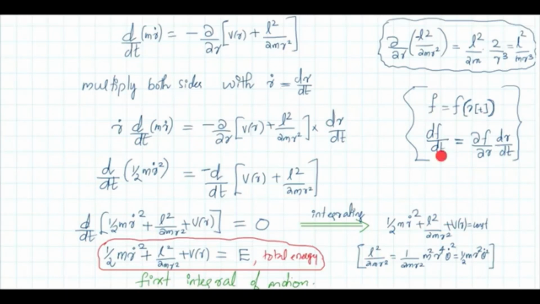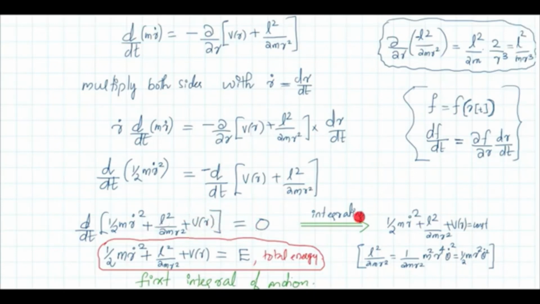Then what is the procedure for taking total derivative of f with respect to t? df by dt is, first you have to take the partial derivative of f with respect to r, then take the derivative of r with respect to t. That is exactly done here. Dou by dou r of a quantity which is function of r, then into dr by dt. So this is exactly minus d by dt of that quantity. So you can take this term to the left hand side. So it becomes d by dt of half mr dot square plus L square by 2mr square plus v of r equal to 0. Now you can do the integration.